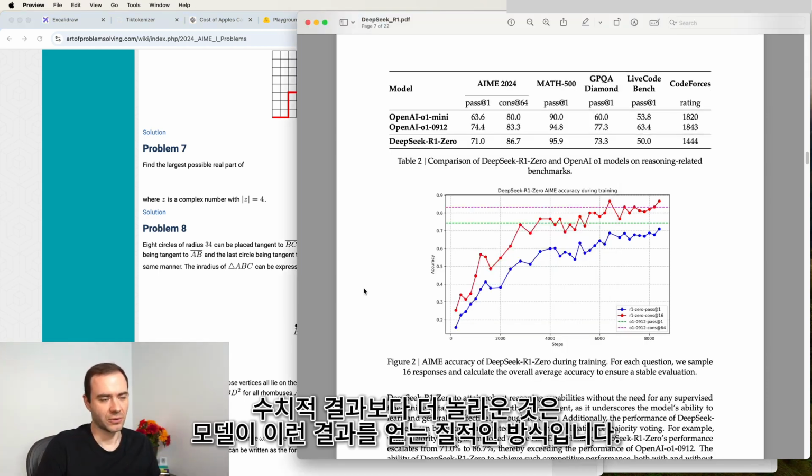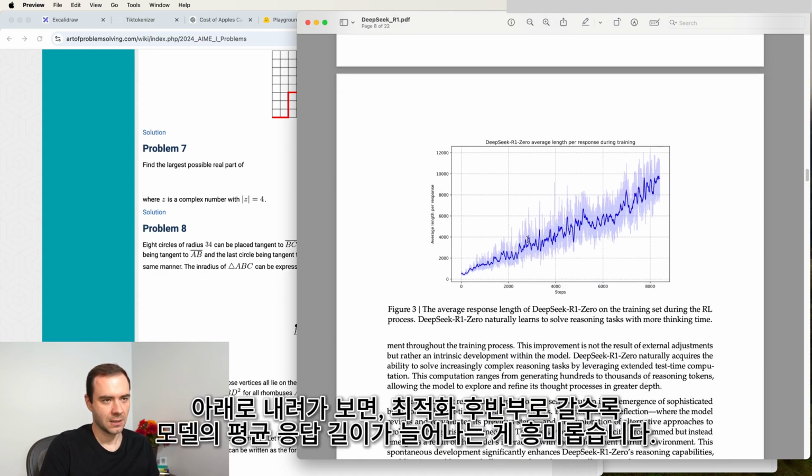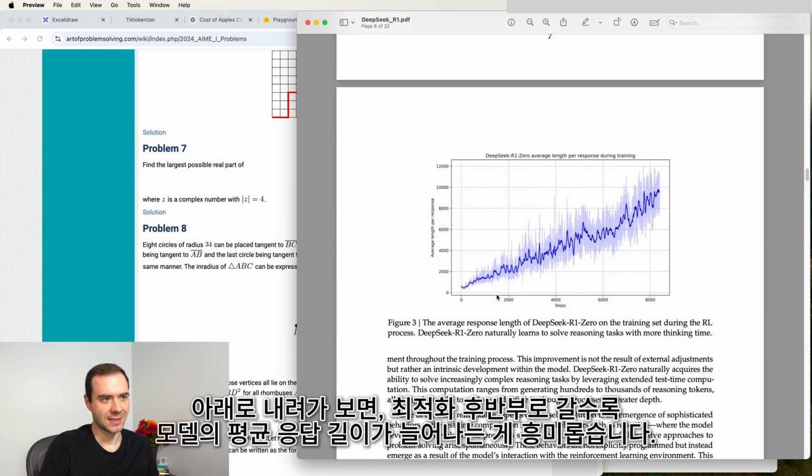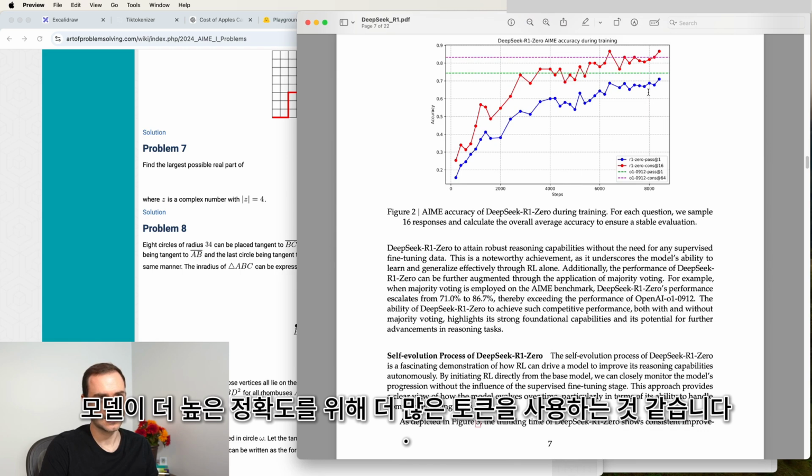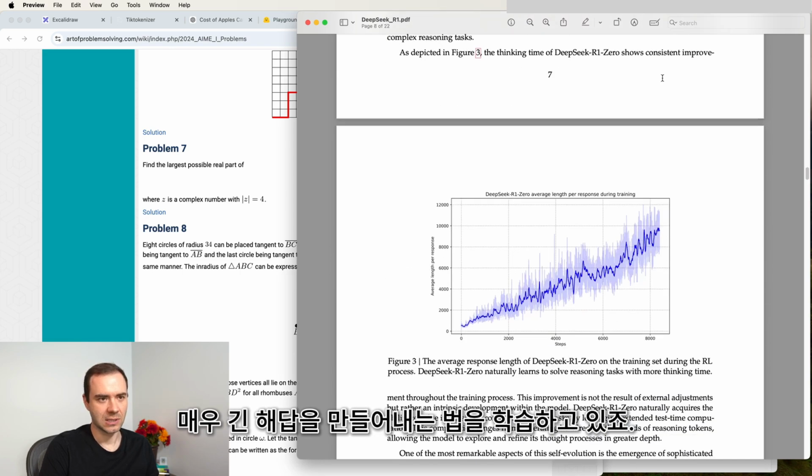But even more incredible than the quantitative results of solving these problems with higher accuracy is the qualitative means by which the model achieves these results. When we scroll down, one of the figures that is interesting is that later on in the optimization, the average length per response goes up. So the model seems to be using more tokens to get its higher accuracy results. It's learning to create very, very long solutions.